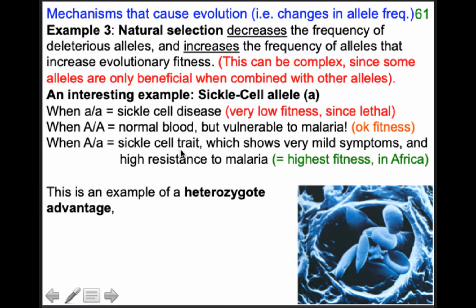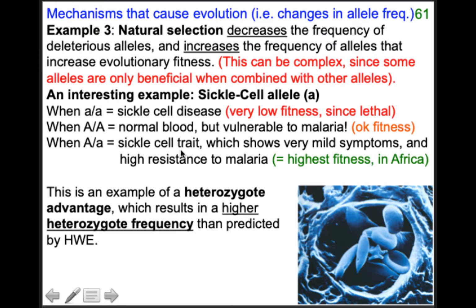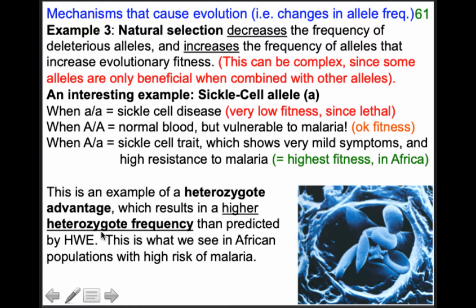So this is an example of the heterozygote advantage, right? It's a special situation that comes up in many different situations where the heterozygote does better than either of the homozygous individuals, and that makes it so that compared to what you'd predict with Hardy-Weinberg equilibrium, you end up seeing a higher frequency of heterozygotes. This is what we actually see in African populations that have a high risk of malaria. Rather than what we saw with Tay-Sachs disease, where you just get less and less of the deleterious recessive allele over time, we actually see lots of heterozygotes, higher than is predicted by Hardy-Weinberg equilibrium, because there's a selective advantage, a natural selection advantage, for being heterozygous.